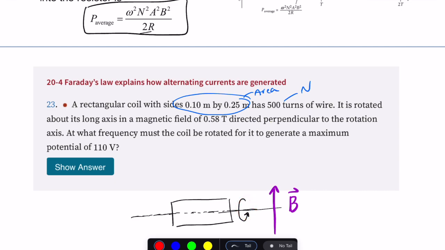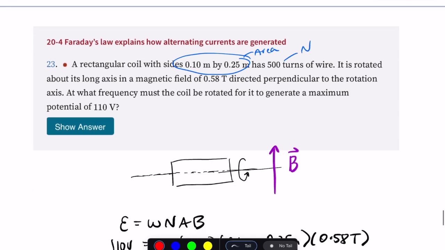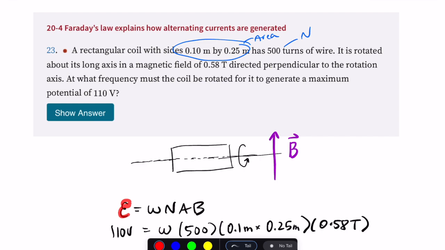About the long axis. And there's a magnetic field of 0.58 Tesla directed perpendicular to the rotation axis, okay? If this is the rotation axis, then this is perpendicular to that. And the question is, what frequency must the coil be rotated for it to generate a maximum potential of 110 volts? So we want the maximum EMF to be 110 volts.